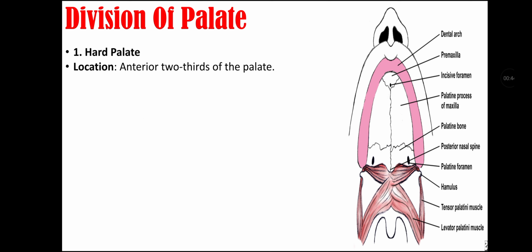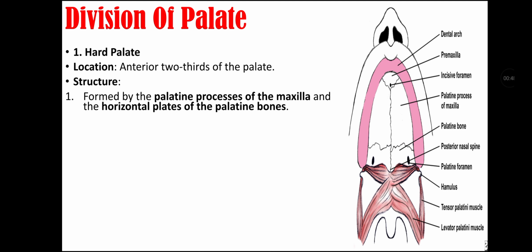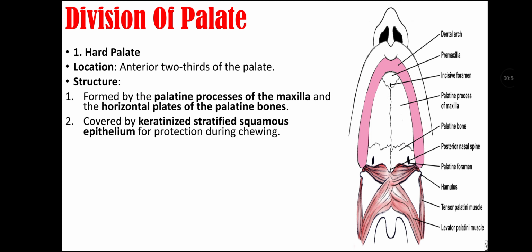Hard palate. It is located at the anterior two-thirds of the palate. It is formed by the palatine process of maxilla and horizontal plates of palatine bone, as you can see in the diagram. It is covered by keratinized stratified squamous epithelium for protection during chewing.